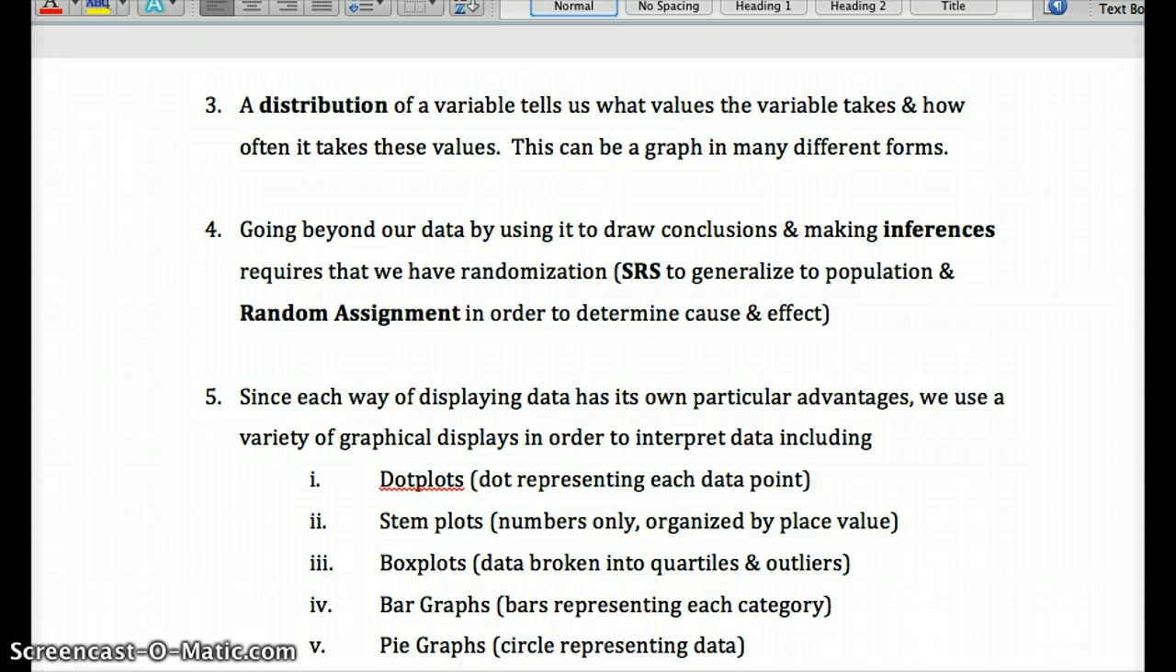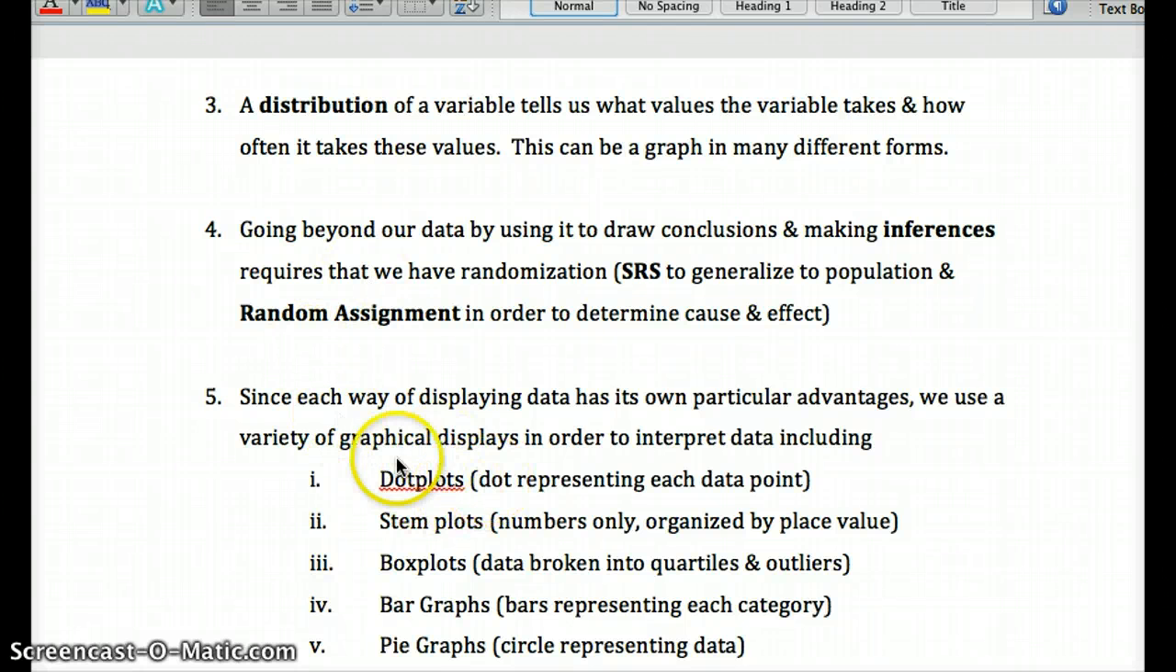We want to be able to make inferences. That means figure things out, draw conclusions. We'll talk about how a simple random sample from the population, and a random assignment when we're dealing with an experiment, will help us out. A simple random sample will help us get a good sample that should be representative of the population we took it from if it's truly random, and random assignment will let us know cause and effect, whether whatever we're experimenting with, whatever our treatment is, is working.